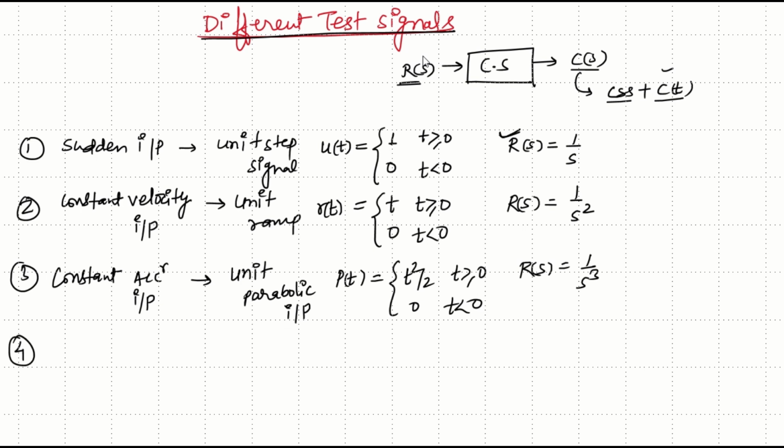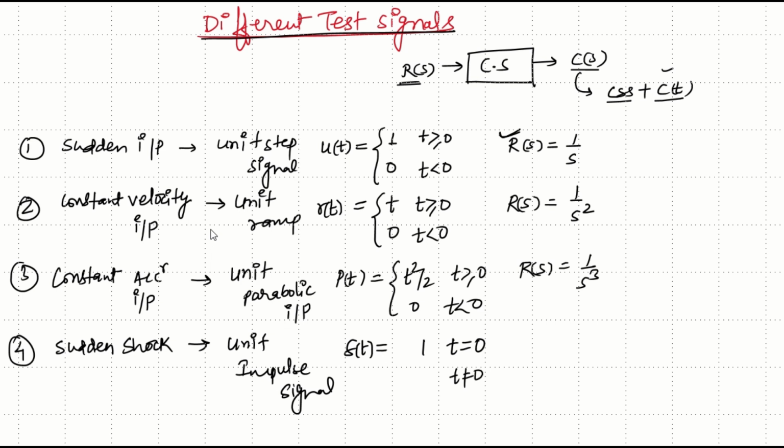The fourth input is basically used for testing the stability of the system, which is the unit impulse signal. Let me again erase this and write it here. The unit impulse signal is known as a sudden shock. It is denoted by delta(t) and defined as 1 at t equal to 0, and otherwise it is 0. And the Laplace transform of the unit impulse is 1.